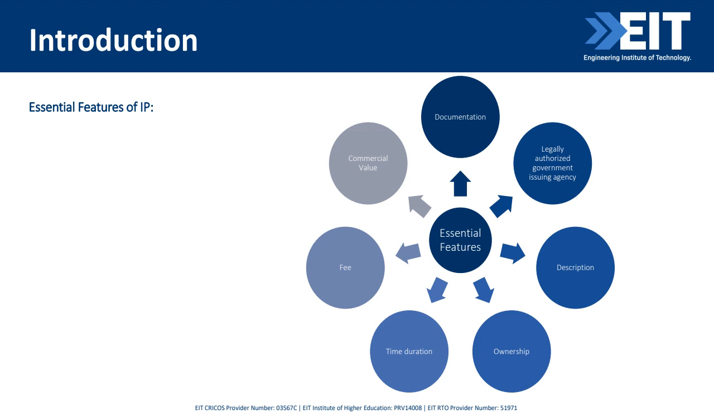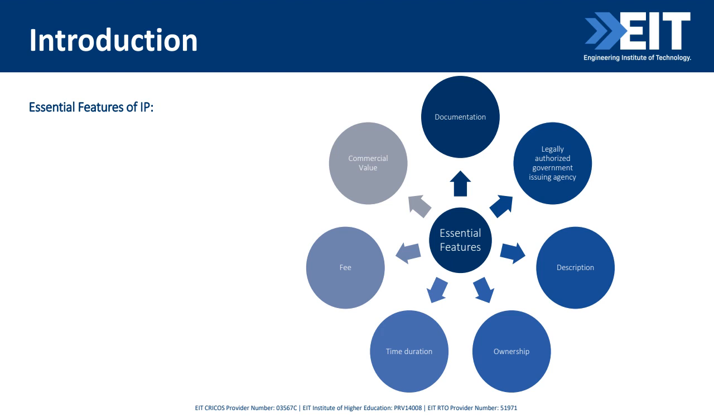Secondly, we have intellectual property being issued by a legally authorized government agency. So some countries have intellectual property offices, some countries have patent offices, some countries have copyright offices, some of them have everything in just one office sitting together, but there has to be some legally authorized government agency.